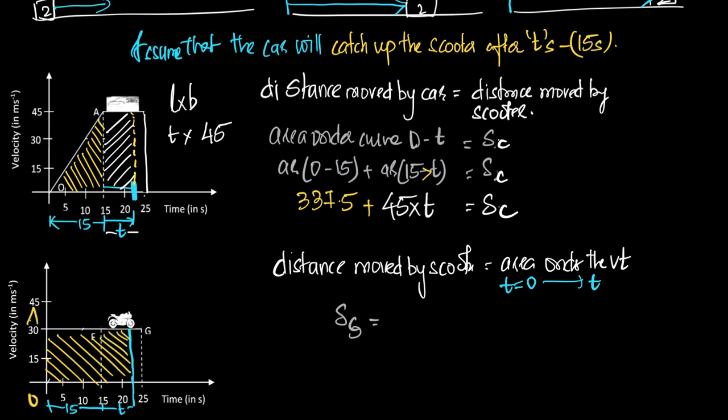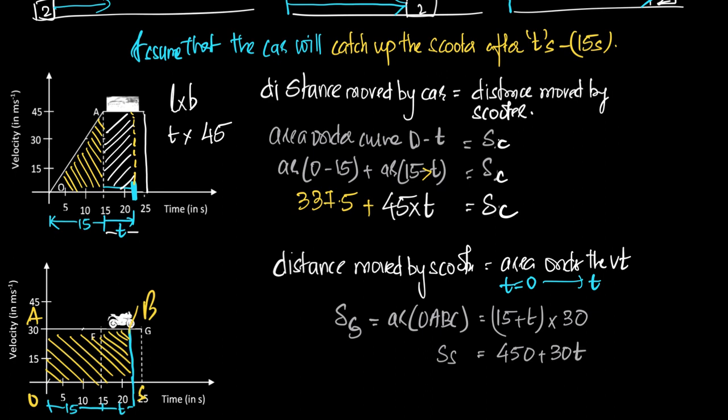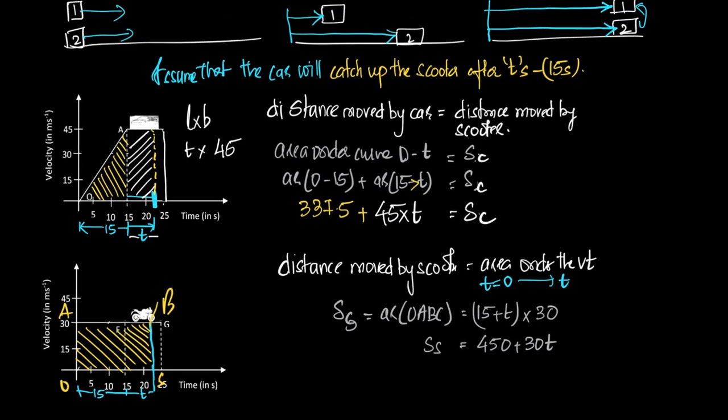Say rectangle OABS, right? That is the area of rectangle OABS, which is equal to length into breadth. What is the length? The length is 15 plus t. What is the breadth? The breadth is 30. So the area, that is the distance moved by the scooter, is 450 plus 30t.